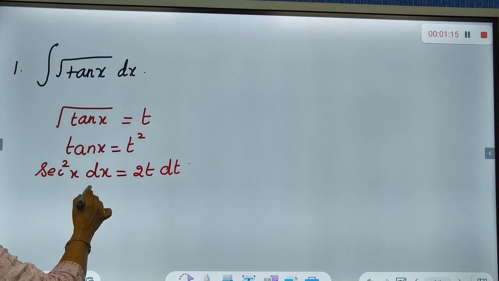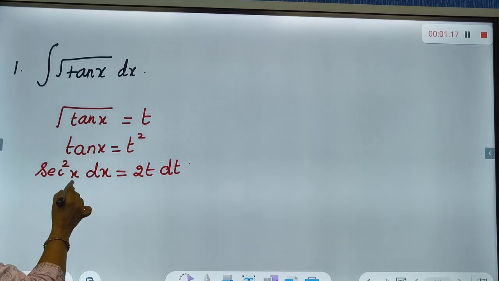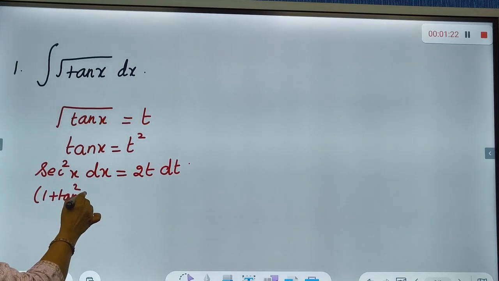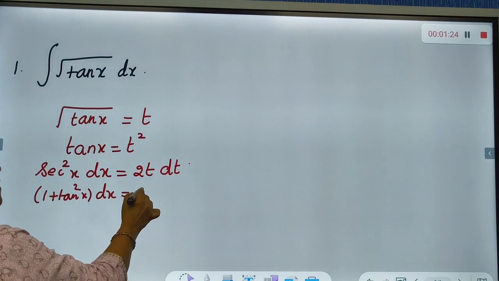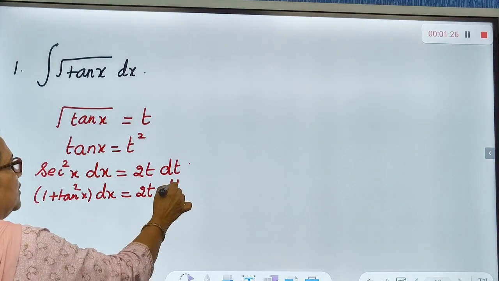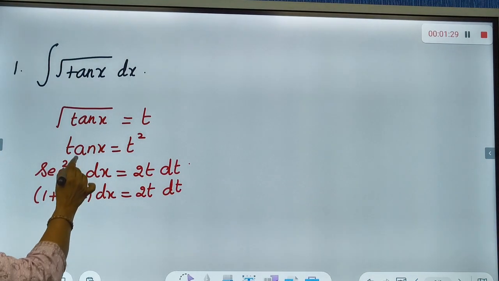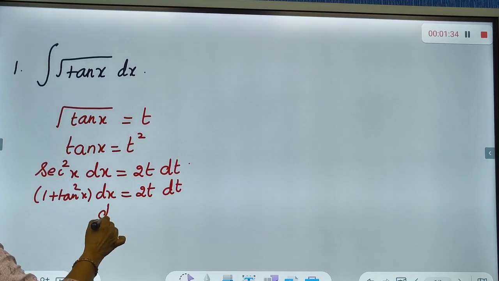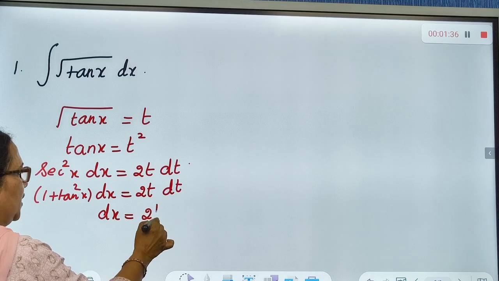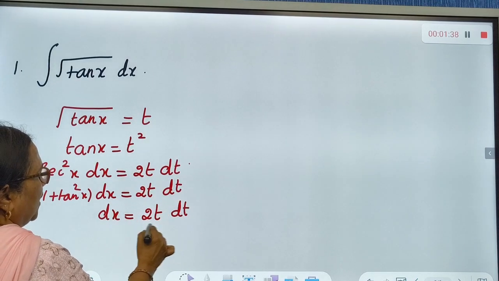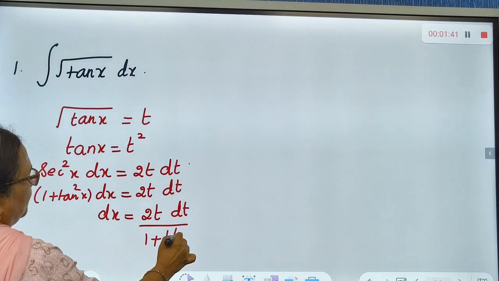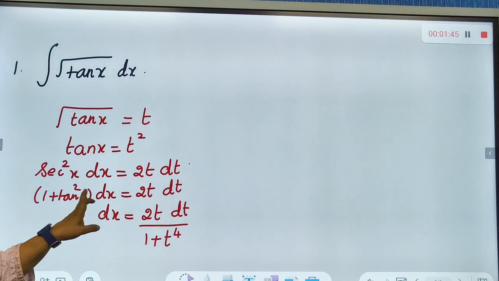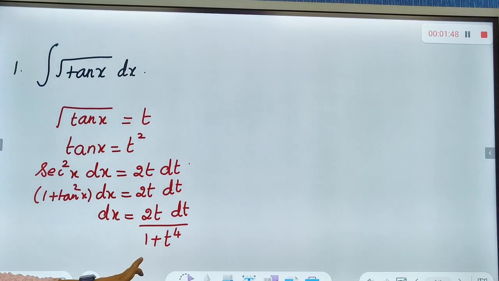But what is secant square x? Secant square x is 1 plus tan square x. So dx is 2t dt by secant square x. If I write in terms of t, tan x is t square, so tan square x will be t power 4. So dx will be 2t dt by 1 plus t power 4.